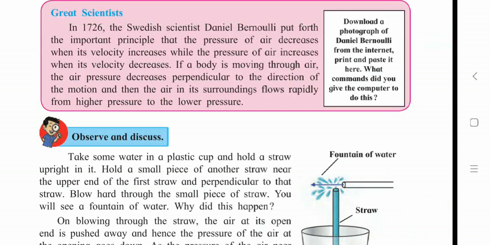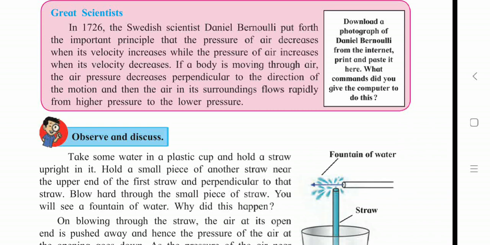Hi dear all students, in the last video of the natural resources lesson we learned about properties of air. In that we learned two properties of air: that air has mass and weight, and that atmospheric pressure is the same in all directions. Now in this video we learn more about air.